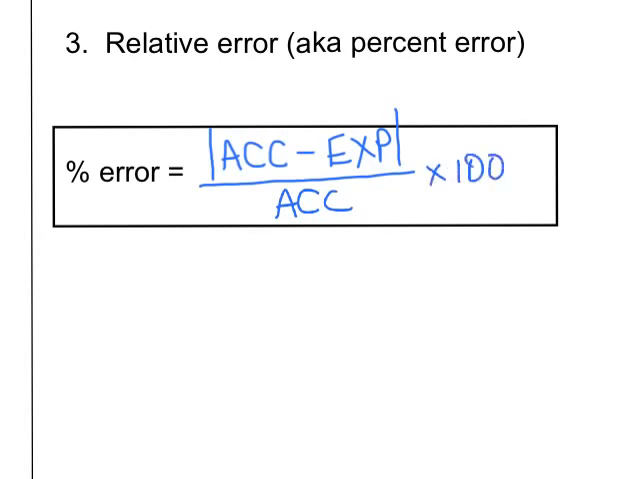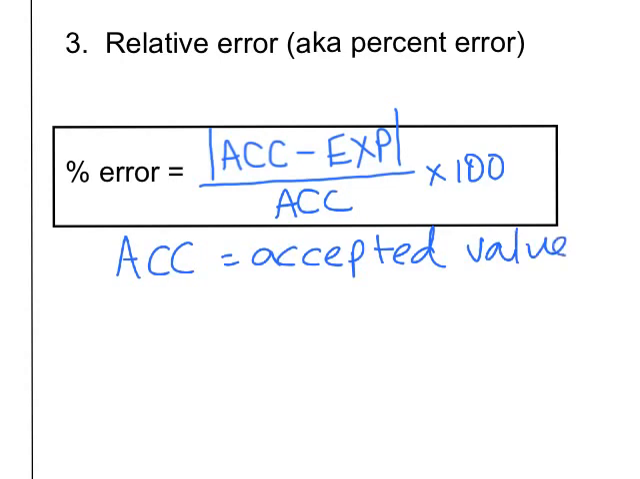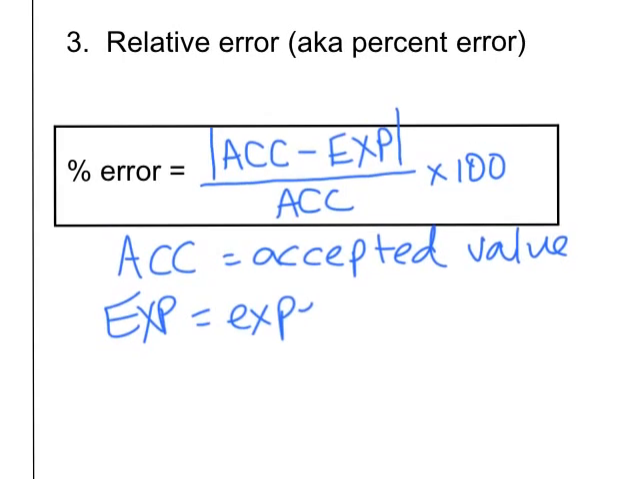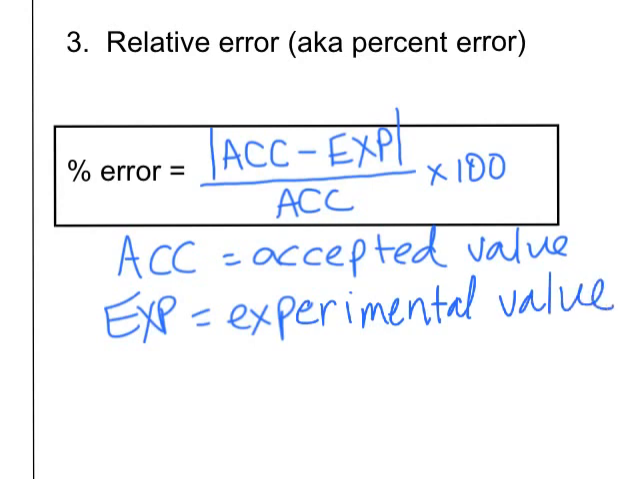Okay. Again, the accepted, this is what you're aiming for. The EXP is the experimental value. And this is what we actually achieve in our results in our lab. So again, the accepted is what you're hoping to get. The experimental is your actual data.